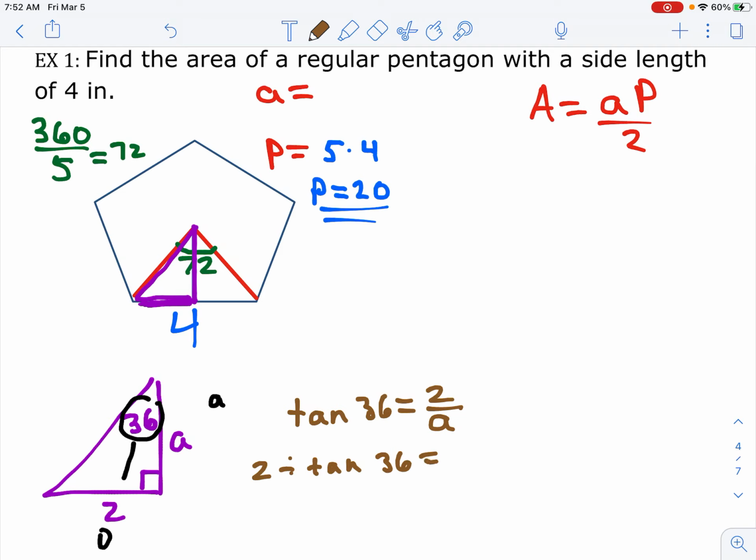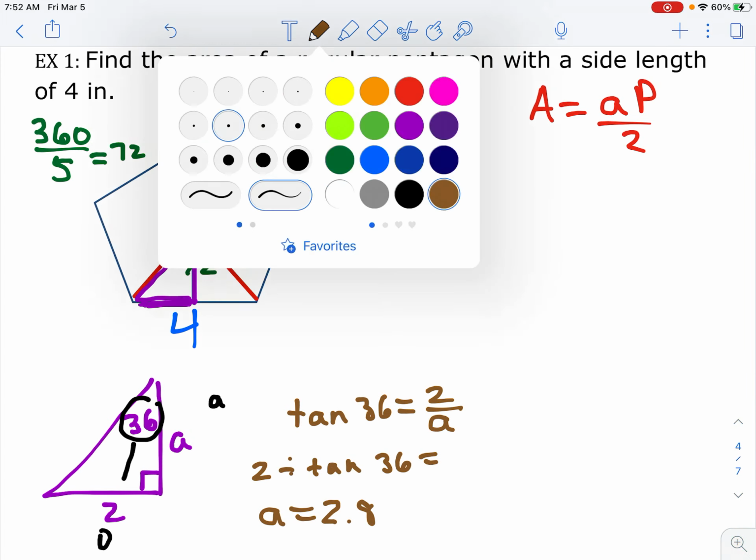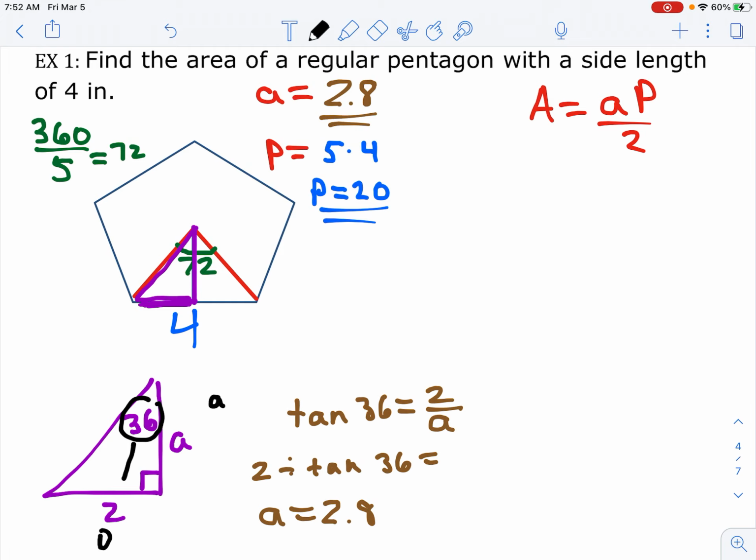When you do that, it tells you that the apothem, if we round it to the nearest tenth, is 2.8. All right, so we have the apothem now, 2.8. We have the perimeter. We have all our pieces of info. We're ready to go ahead and plug it into the formula.